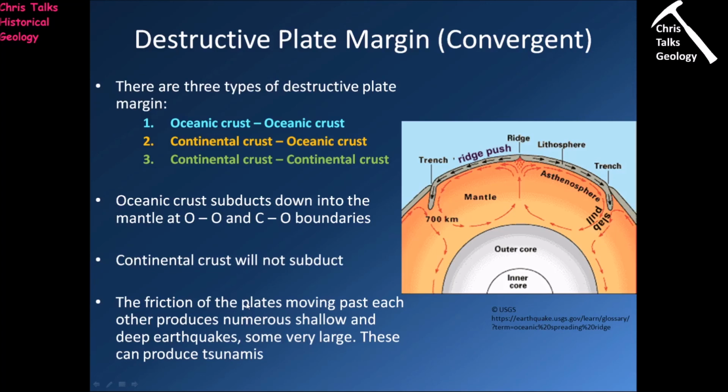I should also point out that convergent plate boundaries associated with oceanic crust, that's the ocean-ocean and the continent-ocean convergent plate boundaries, are also the locations in which we can form tsunamis.